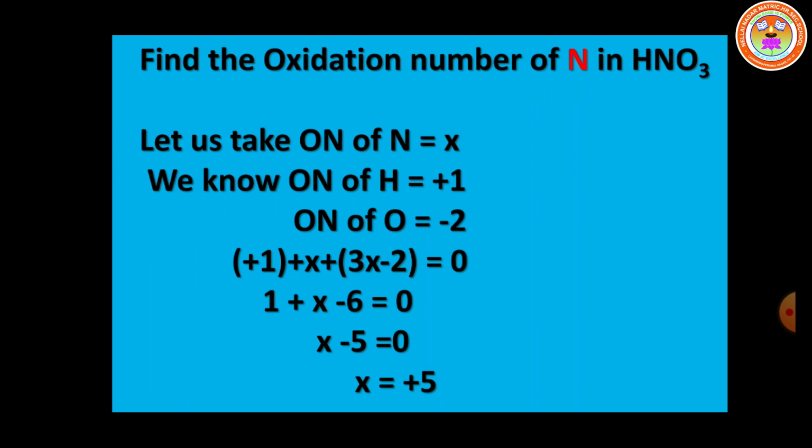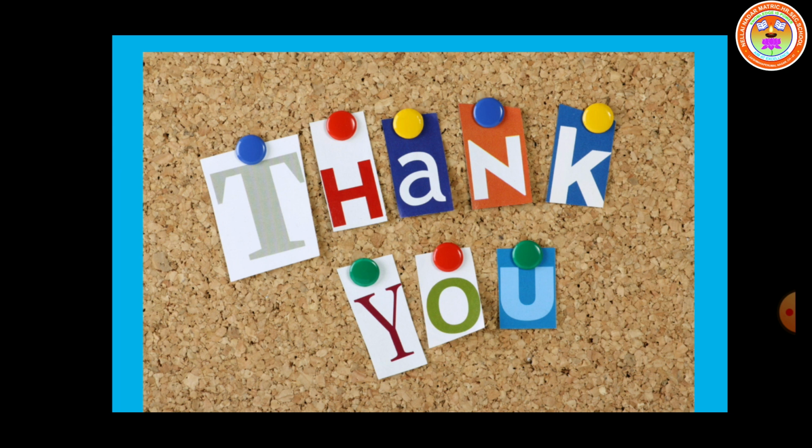So HNO3, one hydrogen is present. So instead of hydrogen we put plus 1, that is the oxidation number of hydrogen, plus N. Instead of N we put X, plus 3 oxygen. So 3 into the oxidation number of oxygen, minus 2, is equal to 0. 1 plus X minus 6 is equal to 0. X minus 5 is equal to 0. We get X equals plus 5. So this plus 5 is the oxidation number of nitrogen in HNO3.